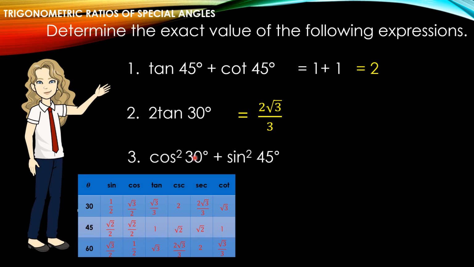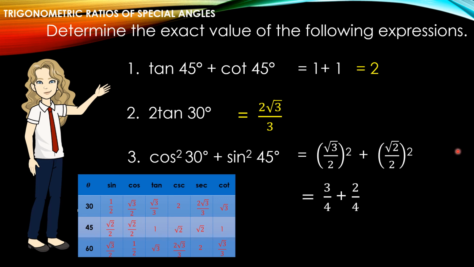And number 3, cosine squared 30 degrees plus sine squared 45 degrees. Looking for the cosine 30. Cosine 30 is square root of 3 over 2. You're going to write it squared. So, square root of 3 over 2, quantity squared, plus sine 45 is square root of 2 over 2, quantity squared also. Then, multiplying by itself, square root of 3 times square root of 3 is 3. Then, 2 times 2 is 4. Square root of 2 times square root of 2 is 2. Then, 2 times 2 is 4 also. And then we're going to add 3/4 plus 2/4 is equal to 5 over 4. So that is the answer for number 3.